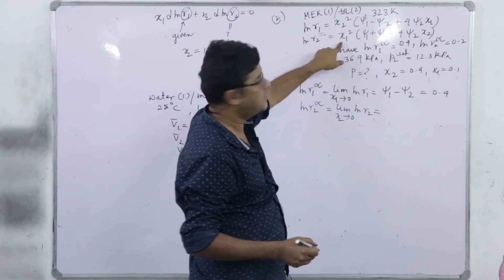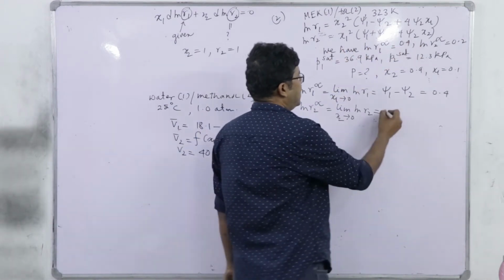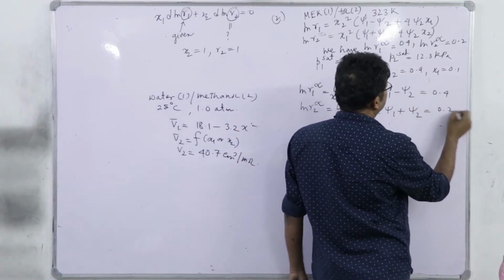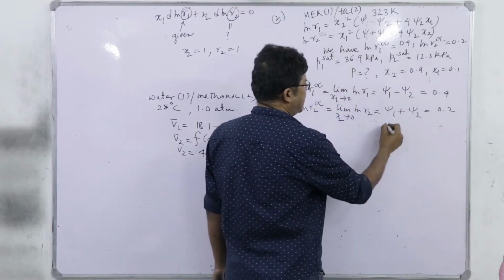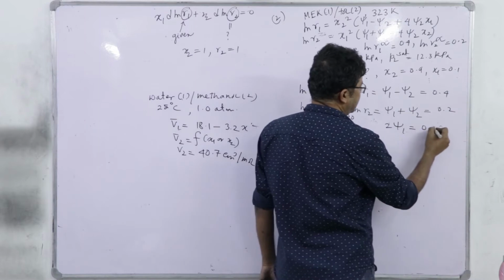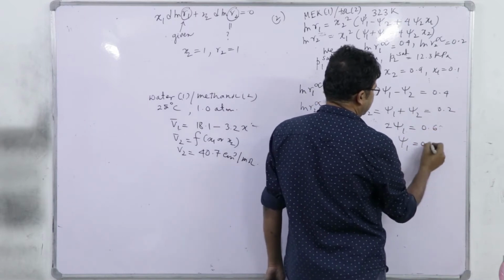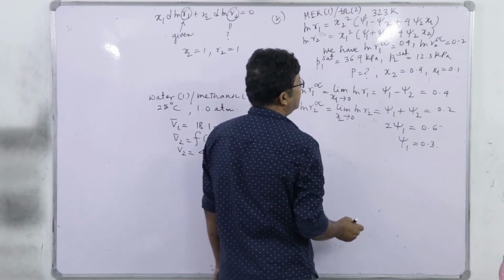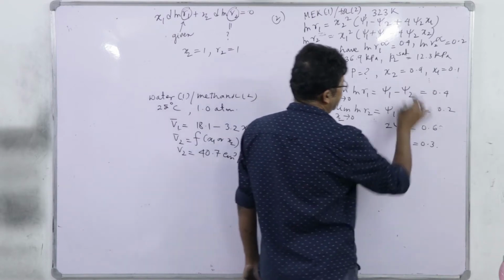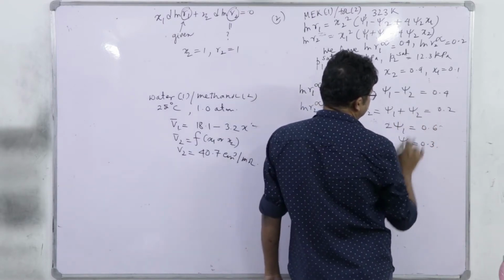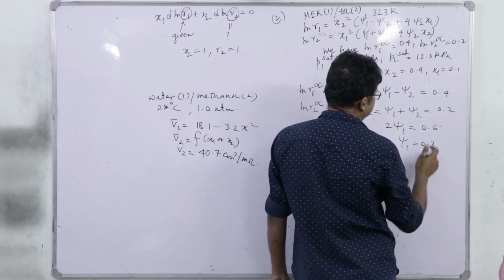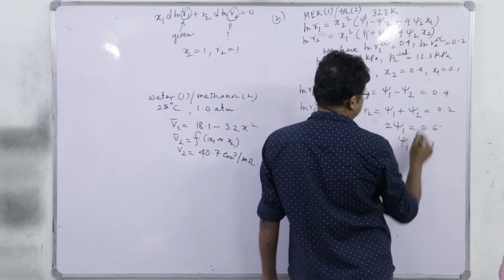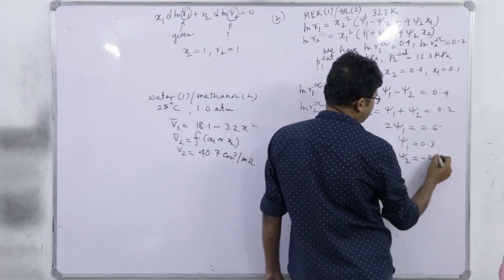So, this part vanishes, x1 equal to 1, and we have xi 1 plus xi 2 equal to 0.2. So, if we simply add, 2 xi 1 equal to 0.6, so xi 1 equal to 0.3. Then xi 1 minus xi 2: this cancels out, so xi 1 and xi 2, that is 0.2 and this is 0.3, and if I substitute 0.3 here, xi 2 equal to minus 0.1, right.